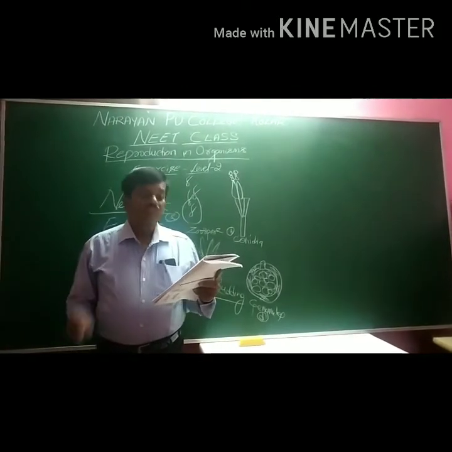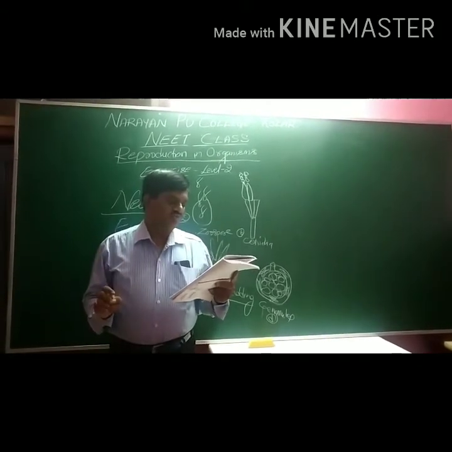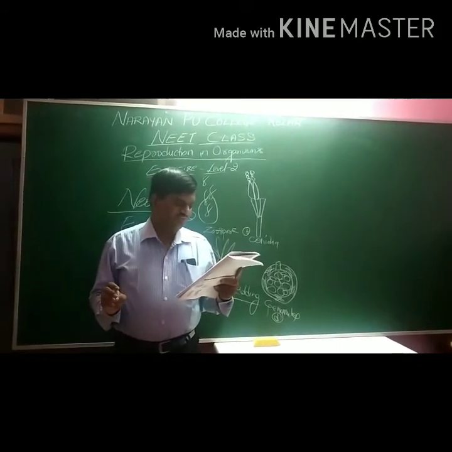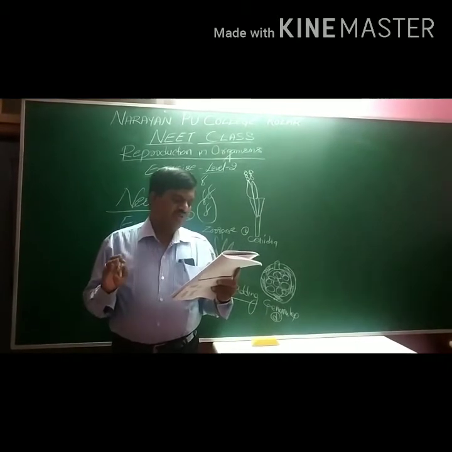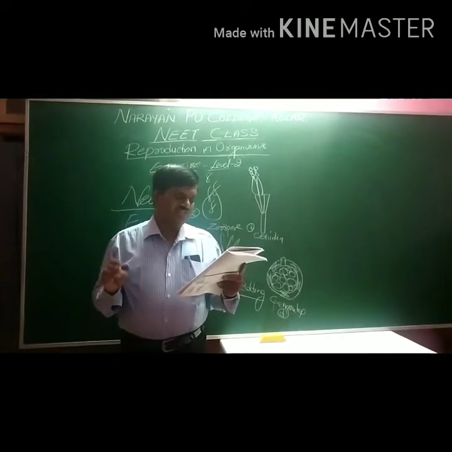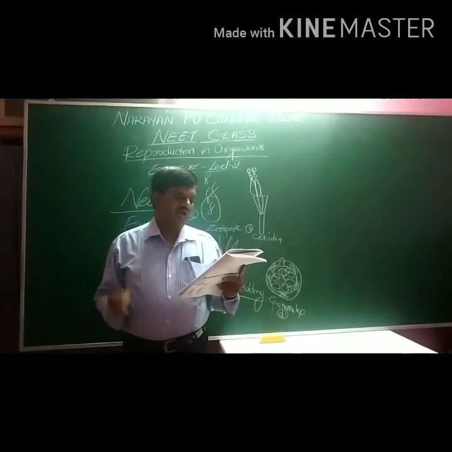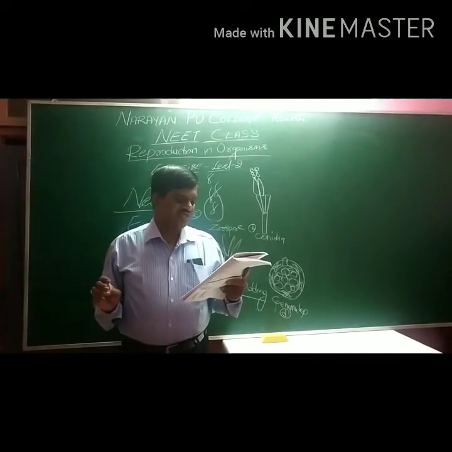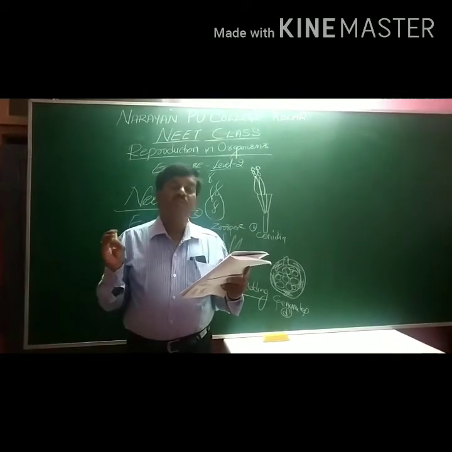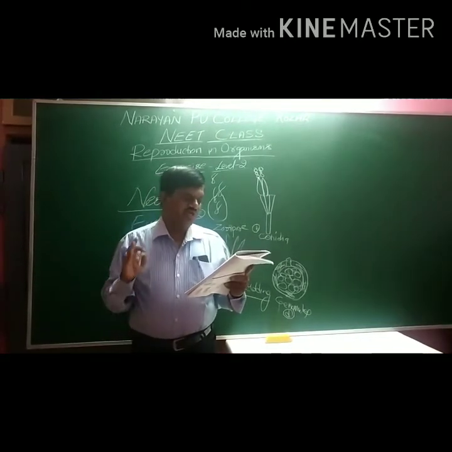Next, estrus cycle is a characteristic of which females? First option, mammalian females. Third option, mammalian females and other primates. Fourth option, mammals. But here, estrus cycle can be noticed in mammalian females and other primates. So this is the answer.